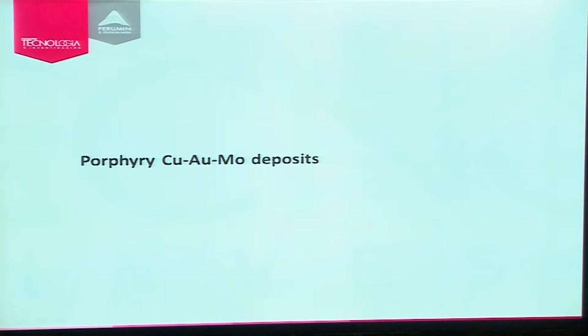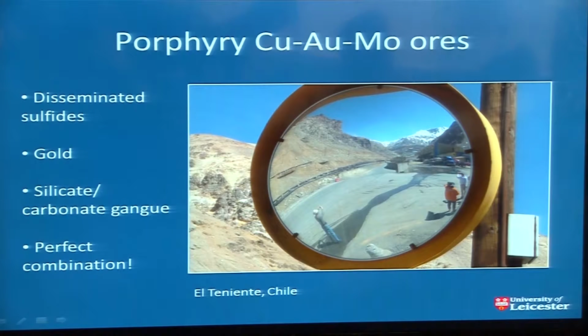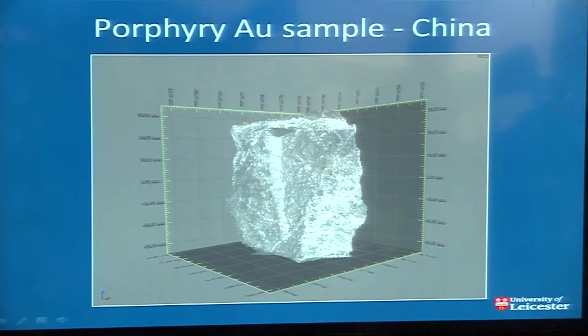Okay, porphyries. Does it work reasonably well with porphyries? Well, we tend to have disseminated or veined sulfides, maybe some gold. The gangue will be silicate, carbonate, maybe something like anhydrite. That's quite a perfect combination. We've got nice density contrasts there.